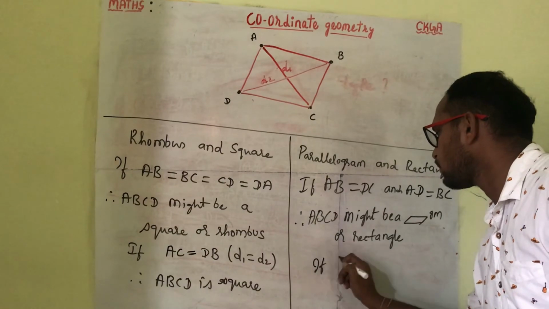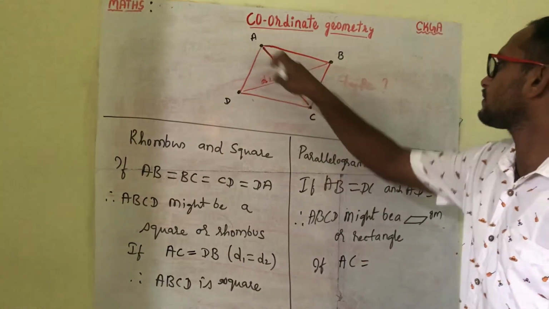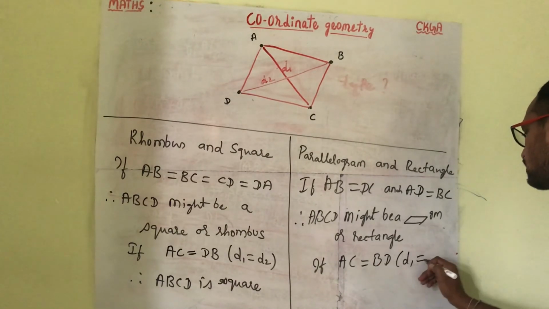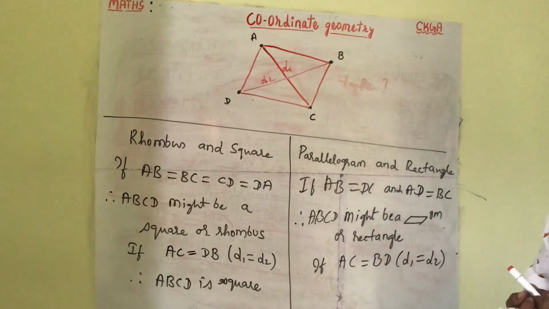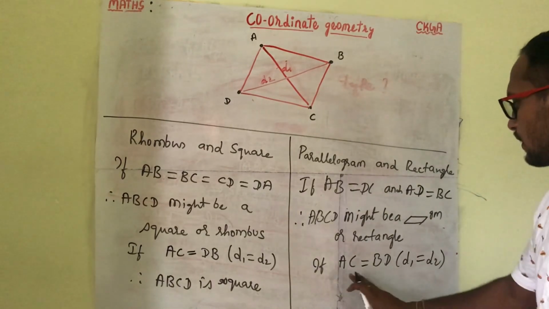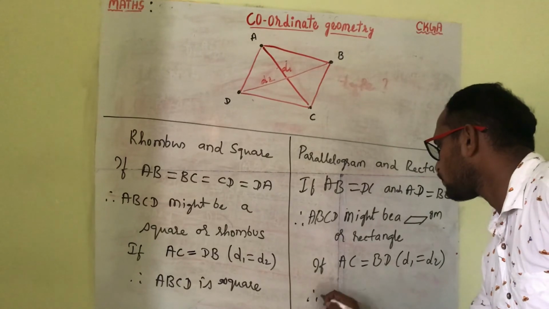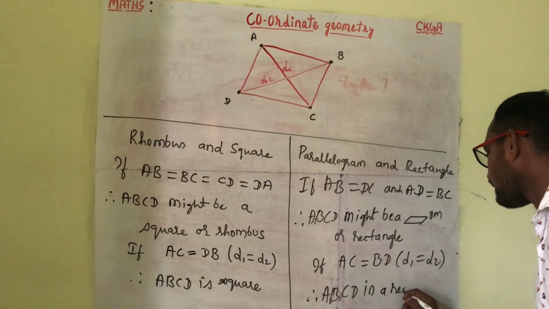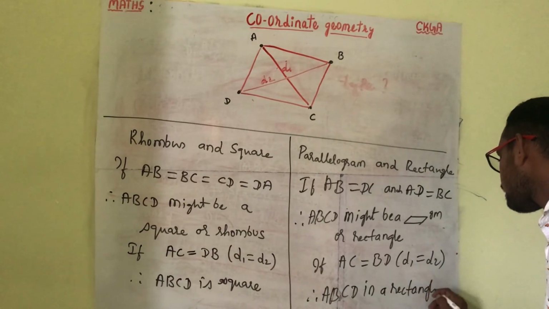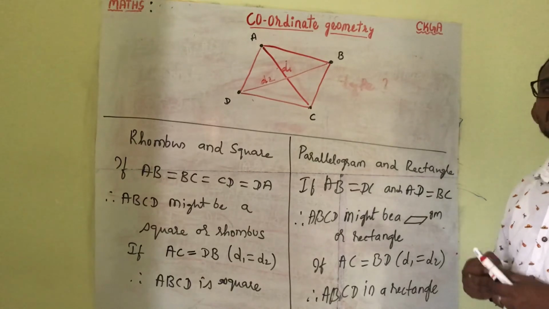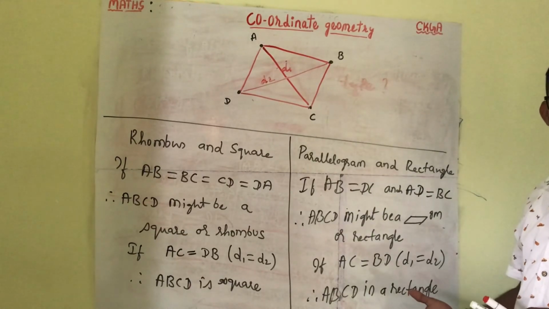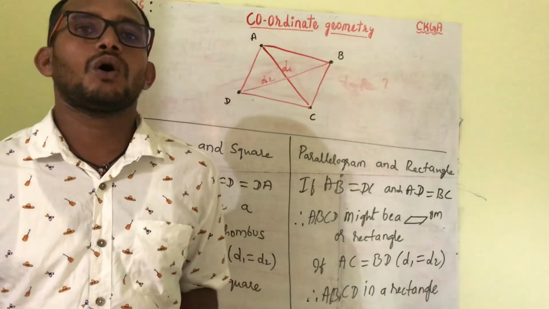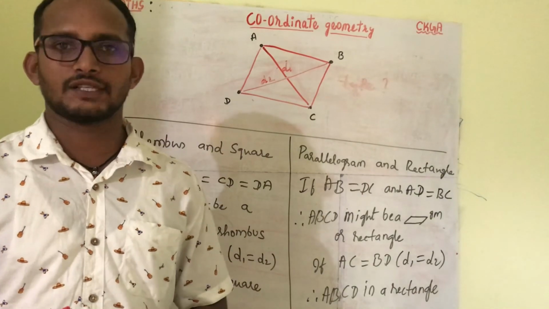This is very important. If the length of AC is equal to the length of BD, that is, diagonal 1 is equal to diagonal 2, then ABCD is a rectangle, because the diagonals of a parallelogram are different. So these are the two key concepts that will help me solve problems that come under the exercise.